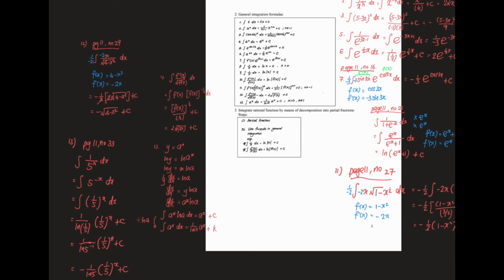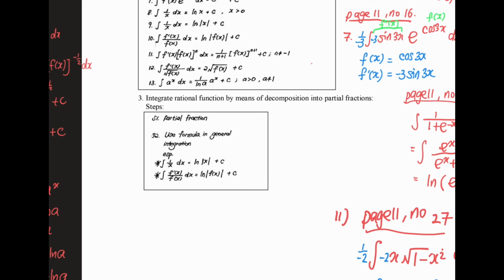Now let us continue with number 3. Number 3 is about integrating rational functions by means of decomposition into partial fractions. That means we have to do partial fractions as our first step. After doing partial fractions, we can use the formulas in the general integration on top, especially these two: integrate 1 over x becomes ln modulus x plus c, or integrate f prime of x over fx dx becomes ln modulus fx plus c.